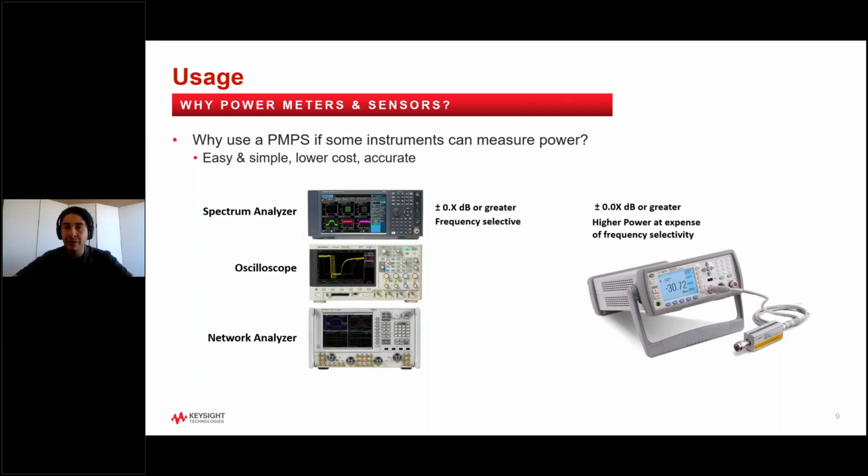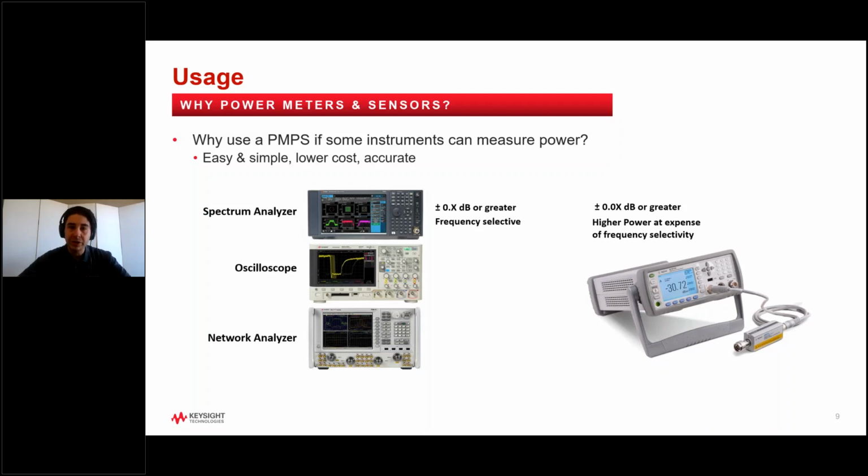Now, you might already have existing familiarity with using a spectrum analyzer, an oscilloscope, or maybe even a network analyzer to collect power measurements. And in their own right, they do a great job at giving you an approximation to your power. They have sensitivity on the order of tenths of a dB, and they're frequency selective. If you're in need of collecting even more accurate data, without question, a power sensor is the way to go. It has sensitivity on the hundredths of a dB or better, and you can measure higher power. It does come at the expense of frequency selection, but for your applications, that might be good enough.